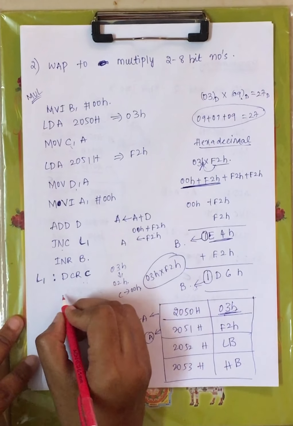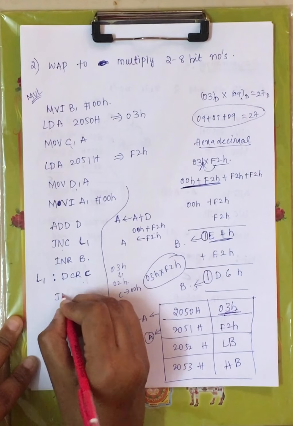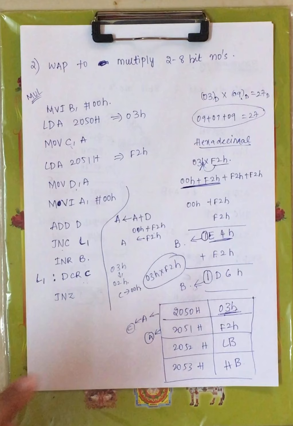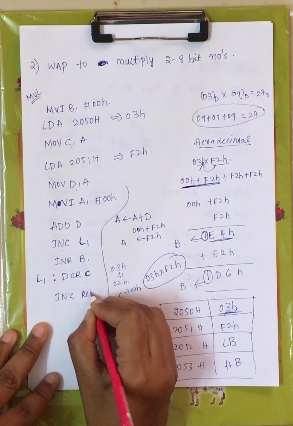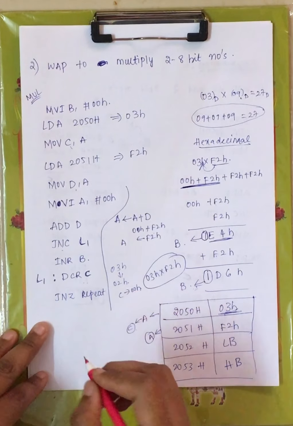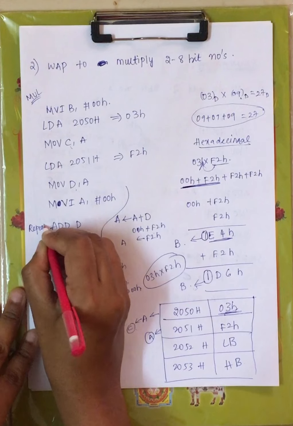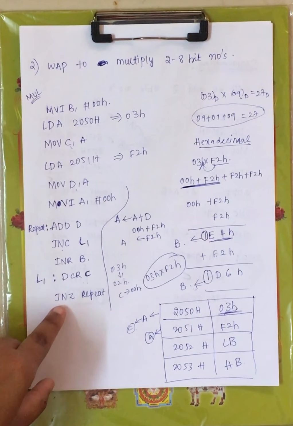For that purpose I have to use the instruction jump if the result is not 0, JNZ, and I am using some label, repeat. Jump if result is not 0, and that label is here. Again jump if not 0.